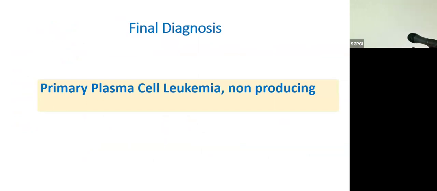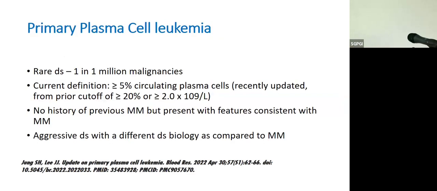This is a very, very rare entity. Even myeloma, 3% can be non-secretor. Non-secretors means there would be no protein in the plasma, but they have protein in the cytoplasm, immunoglobulins, right? But this was a non-producer, a primary PCL non-producing. So primary PCL as such is a rare diagnosis. The current definition has been changed. Initially, we used to need 20% plasma cells to call it PCL, but now the International Myeloma Working Group has changed the requirement to 5% only, right?